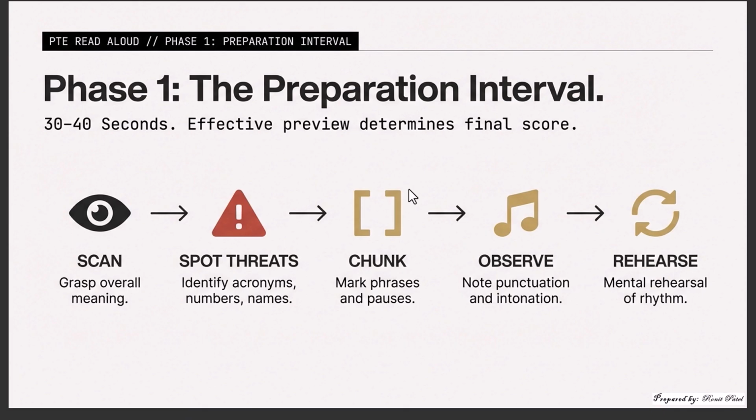Now we move to the most powerful scoring moment that students usually underestimate, the 30 to 40 second preparation window. High scoring candidates do five very specific mental actions here. First, they scan the overall meaning quickly. Second, they spot difficult elements like numbers, acronyms, or names. Third, they chunk the sentences into natural phrases for breathing and rhythm. Fourth, they observe punctuation and predict intonation. And finally, they mentally rehearse the rhythm once before speaking.